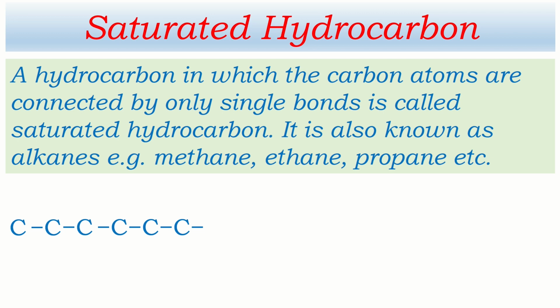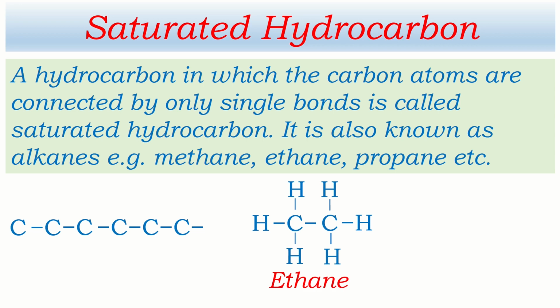Let's go through an example also. This is an example of saturated hydrocarbon. Here we have two carbon atoms and they are connected by means of a single bond. That's why this is saturated hydrocarbon. This is ethane. There may be more than two carbon atoms, each of them connected by means of a single bond, and that is called saturated hydrocarbon. But there is one exception also. Methane has only one carbon, but it is saturated hydrocarbon.